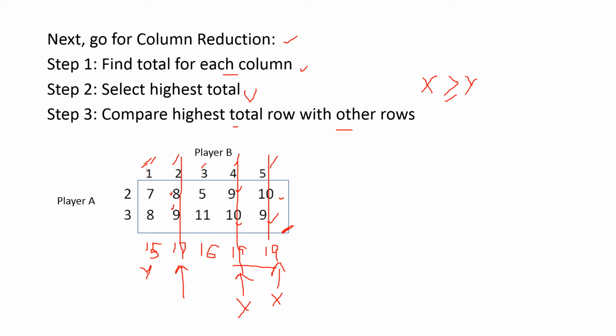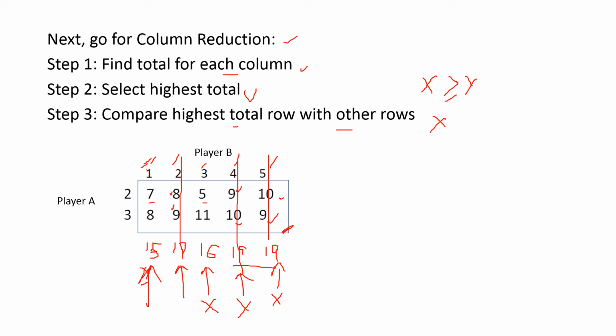Now again compare. The next highest total is 16. So this is x and the first column is y. Start comparing. 5 is less than 7, right? 5 of the third column and 7 of the first column. 5 is less than 7, so this condition is wrong. So no dominance.